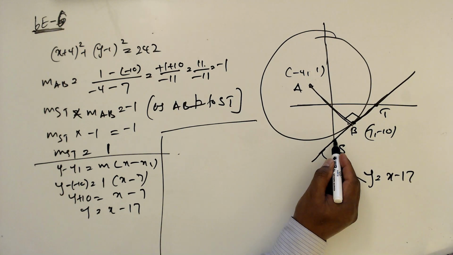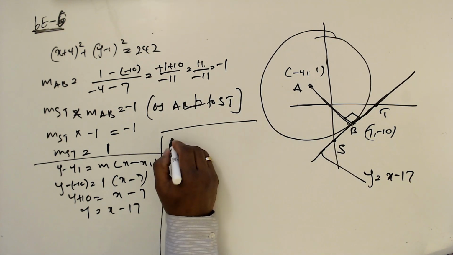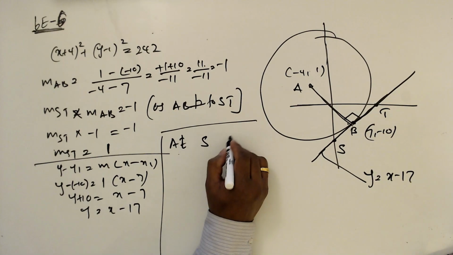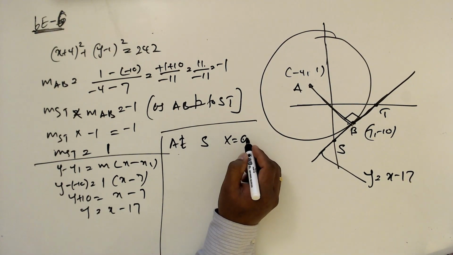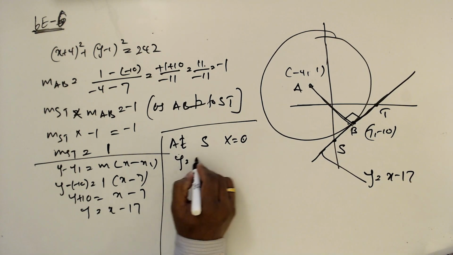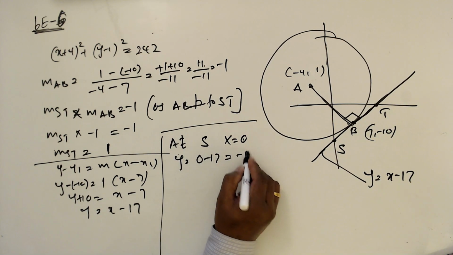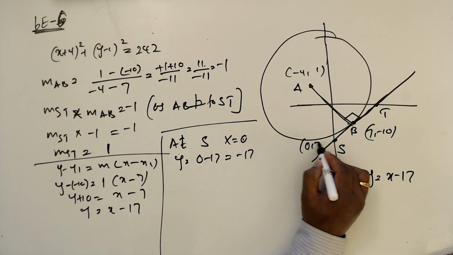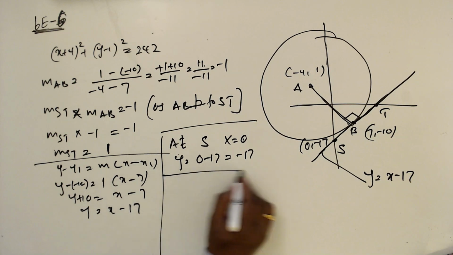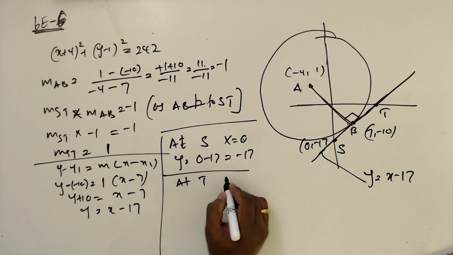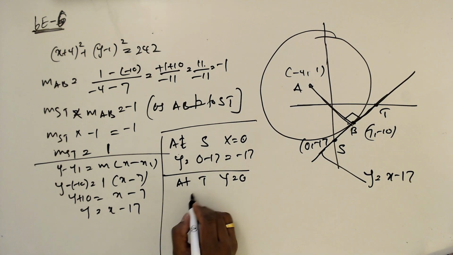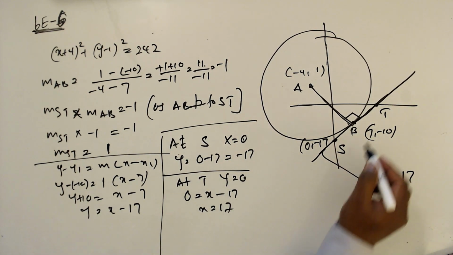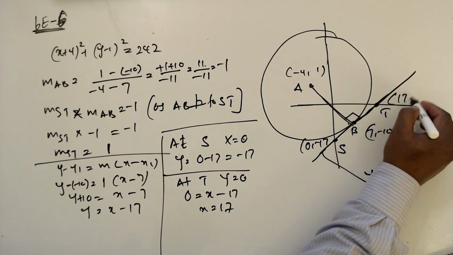We know at the y-axis x equals 0. At S, x equals 0, then y equals 0 minus 17, which is minus 17. In other words, the y-intercept. So this point is 0, minus 17. At T, y equals 0. Then 0 equals x minus 17, x equals 17. This point is 17, 0.